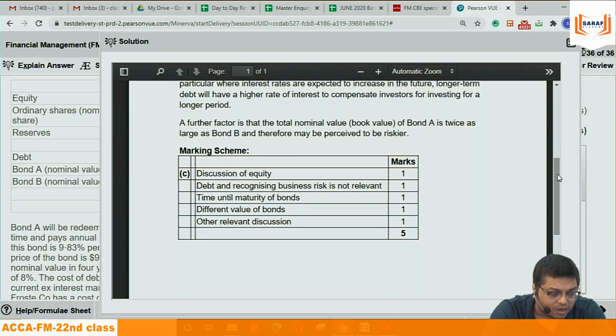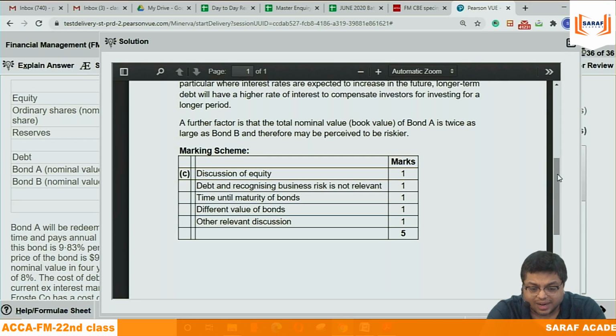Discussion of equity, debt, and recognizing business risk is not relevant. Writing that bond A and B don't have a different business risk is also giving 1 mark. Time until maturity, 1 mark. Different value of the bond, 1 mark. Other relevant discussion, 1 mark.